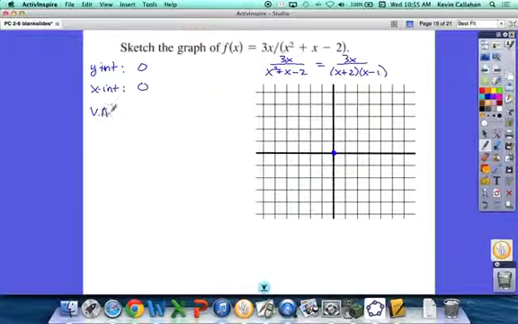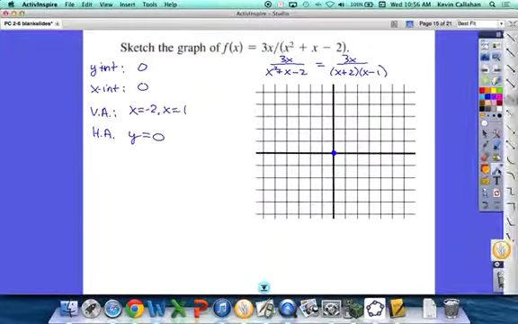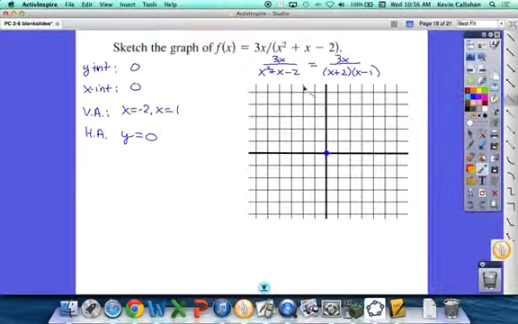Okay, the vertical asymptotes. The zeros of the denominator. x equals negative 2, x equals 1. And what's the horizontal asymptote? The higher power is in the denominator, so y equals 0. So let's put those on: x equals negative 2, x equals 1, and y equals 0.